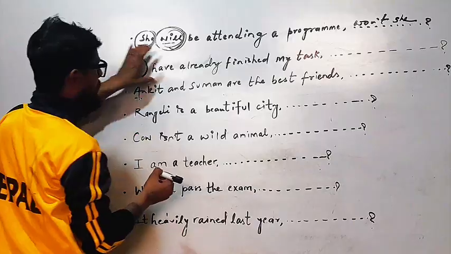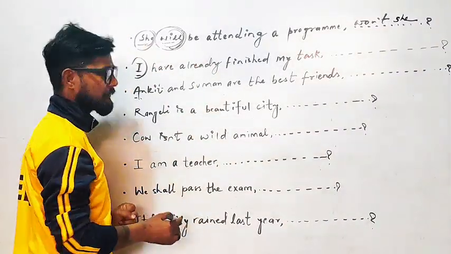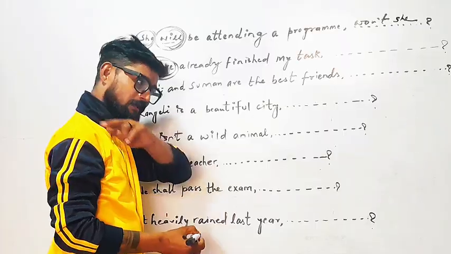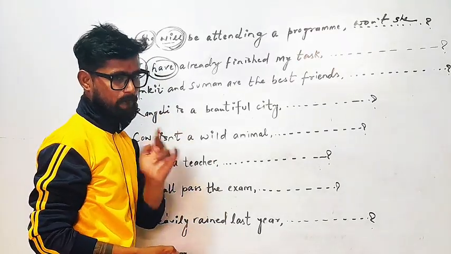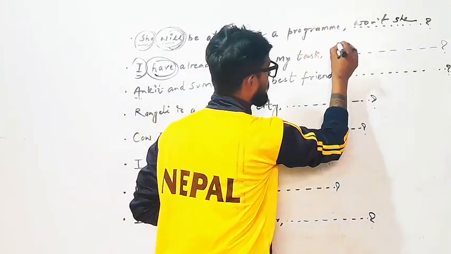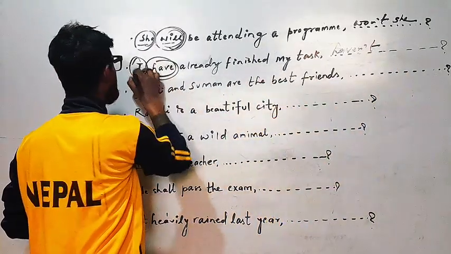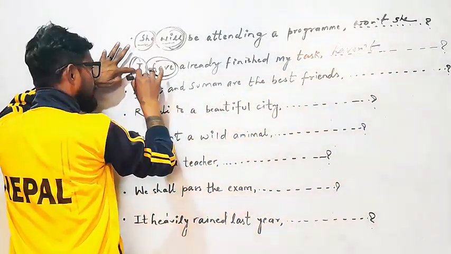Question number 2. I have already finished my task. What is this? Have, auxiliary verb or not? So what is the contracted form of have plus not? Haven't. So use haven't. And what is the subject? I. What is the pronoun of I? I.